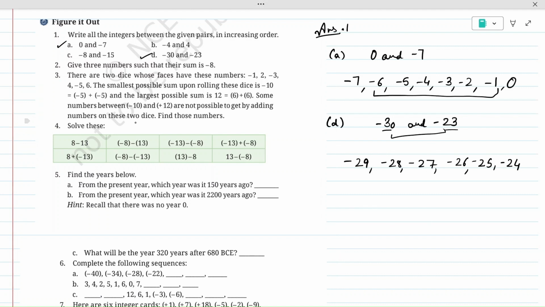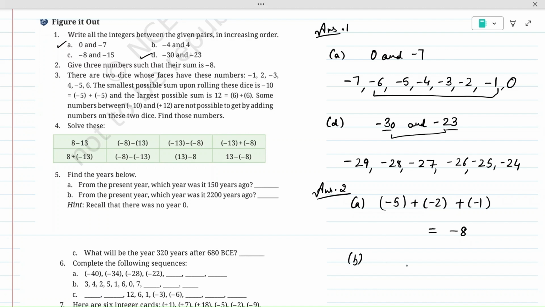Next question we have, give three numbers such that their sum is -8. So there are many combinations which can give us -8. Let us pick a few combinations. I am picking two combinations where the sum is giving me -8. Okay. So I can add -5, -2 and -1. So if I add these three numbers, we'll get -8 here. Okay, this is one way we can do this.